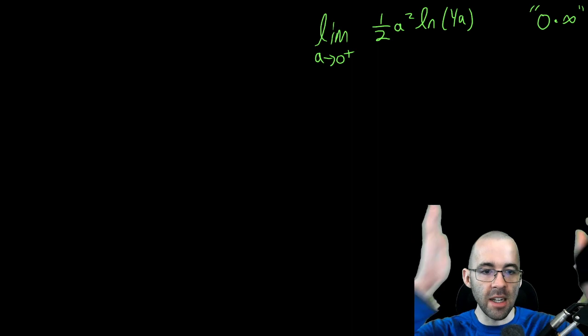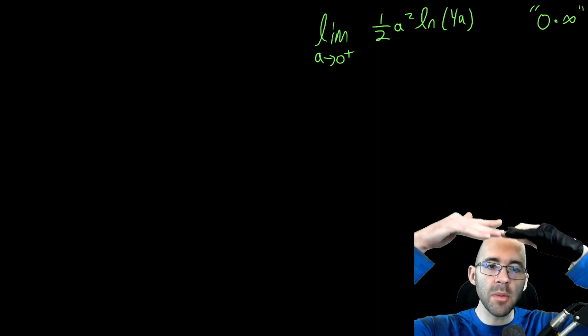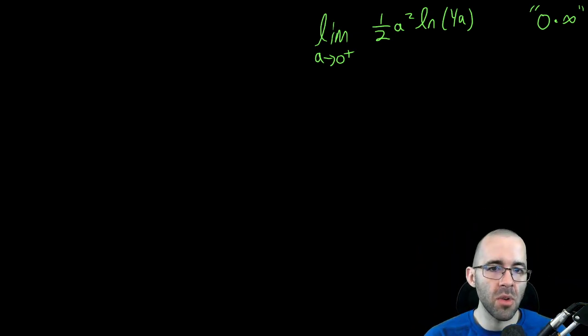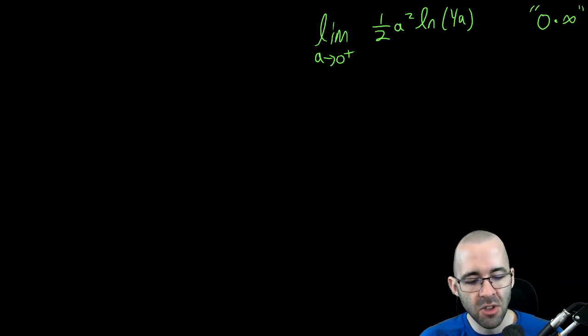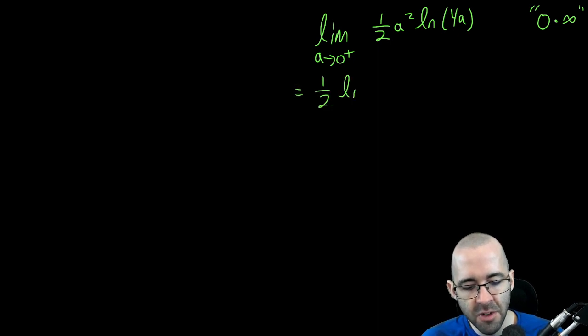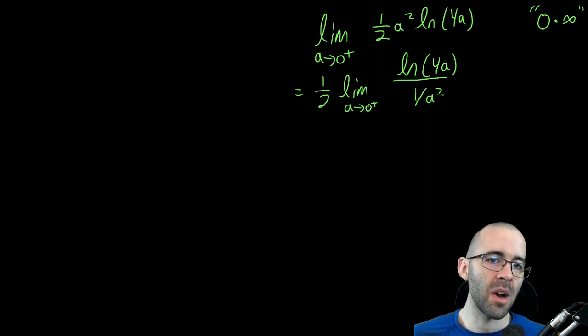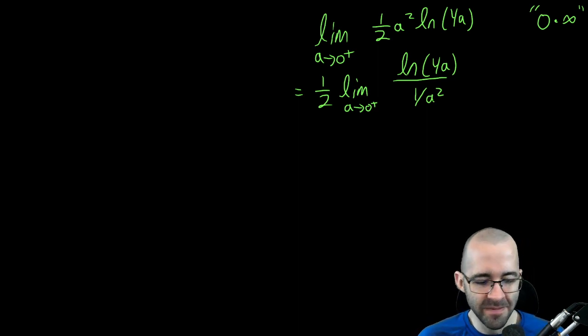If we had subtraction, we need to combine them. If it's multiplication, that's also not good for indeterminate forms. We really want division for indeterminate forms. So we need to write this as a fraction. Let's factor the 1/2 out in front. And then again, we have two choices. This is the better choice. Again, this is equal to each other. Dividing by 1 over a squared is the same as multiplying by its reciprocal, just a squared. Or you could flip the a squared in the natural log of 4a, but that won't be good.